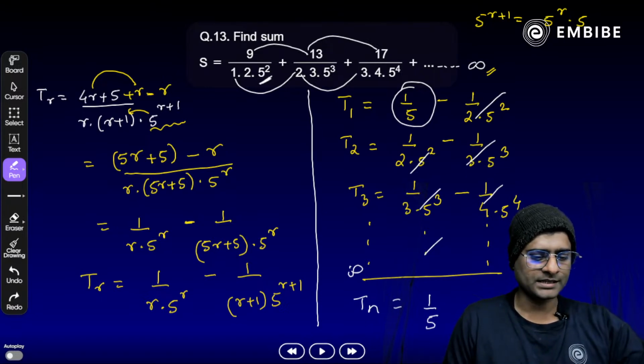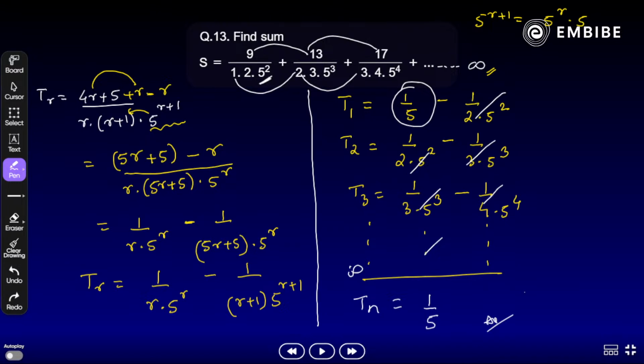Just note it down, each and every one. If it were limited, like 10 terms or 11 terms, maybe you would get a different answer. But it's up to the infinity here, so they will cancel and cancel out again and again. So you will get 1 by 5 only. Clear? Yes, 1 by 5. Noted and done, all of you. Any doubt, any confusion? Ask me one more time and clear your doubt.